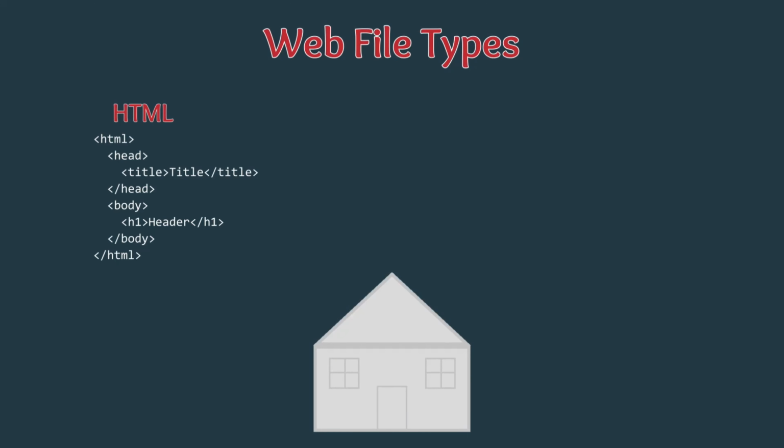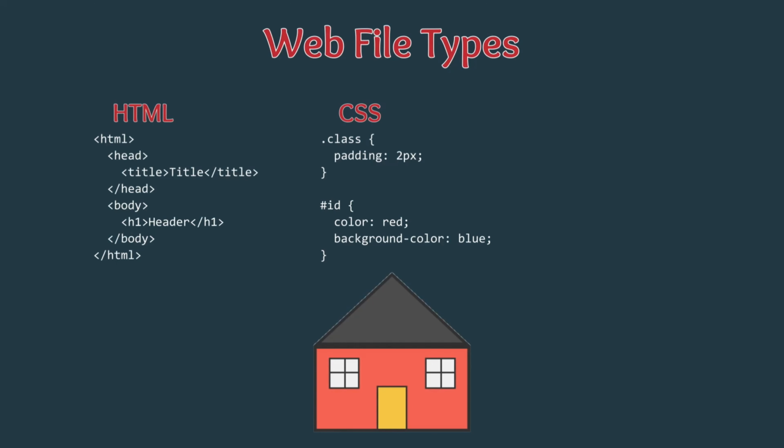The second file type is CSS, also known as Cascading Style Sheets. Technically, a website can be made with only HTML files, but it will look terrible. That is where CSS comes in. CSS defines the aesthetic look of a web page and is the equivalent of paint color and window curtains on a house.